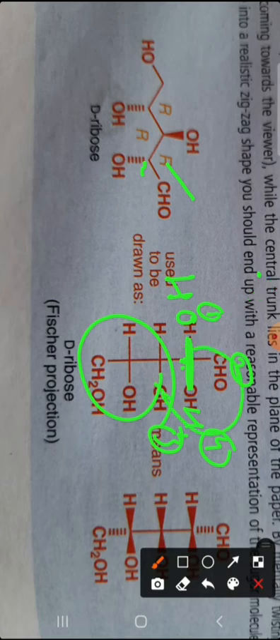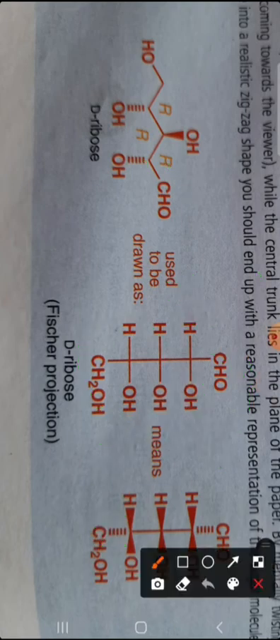1, 2 and 3. But here the H group is at the horizontal position, so this R configuration changes to S configuration. So that is not in our structure. We have to make this structure an R configuration at the first position of the carbon. So to make a first position R configuration, substitute the OH group at the right side and the H group at the left side, and now check the configuration.